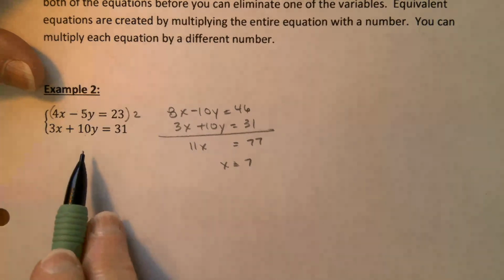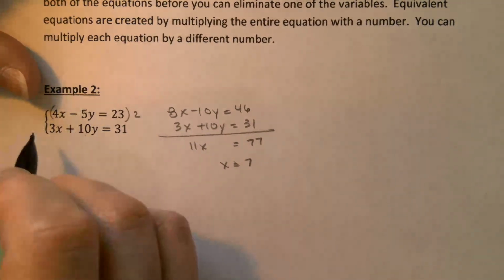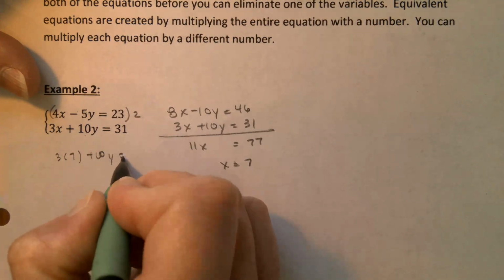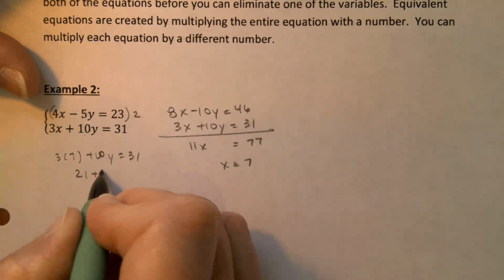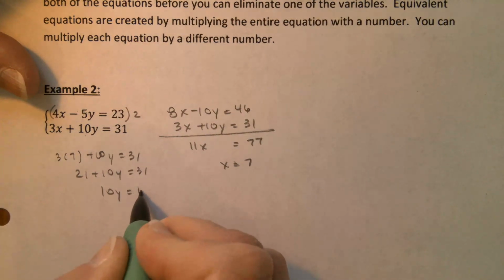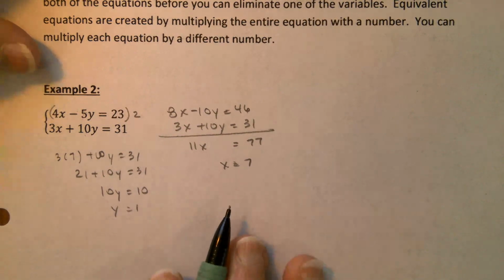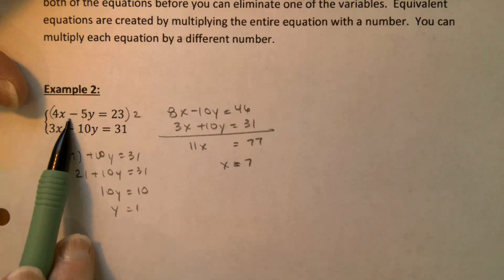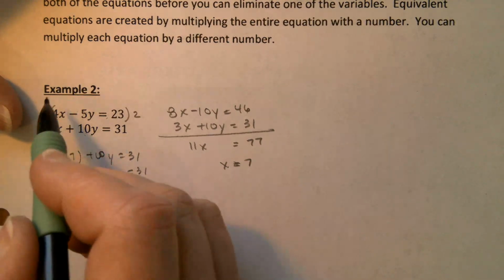I can plug it back in anywhere. I'm going to plug it in here. So I'll have 3 times 7 plus 10y equals 31. So 21 plus 10y equals 31. 10y equals 10, so y is equal to 1. So let's do a quick check. 28 minus 5 is 23, so that one works.